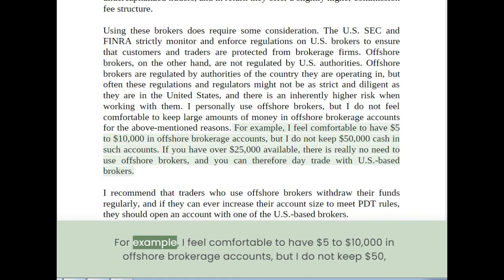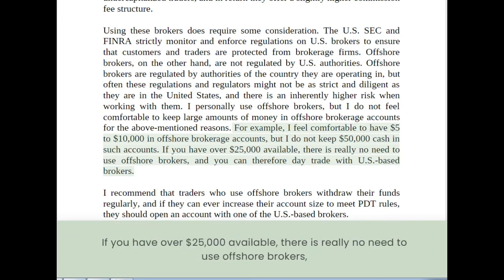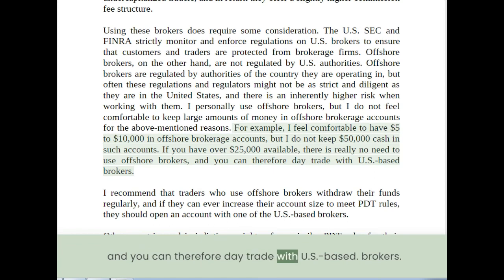For example, I feel comfortable having $5 to $10,000 in offshore brokerage accounts, but I do not keep $50,000 cash in such accounts. If you have over $25,000 available, there is really no need to use offshore brokers, and you can therefore day trade with US-based brokers.